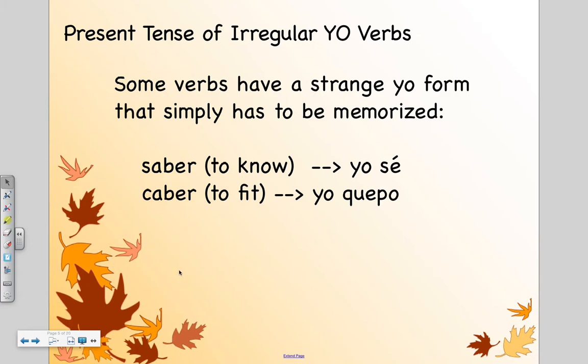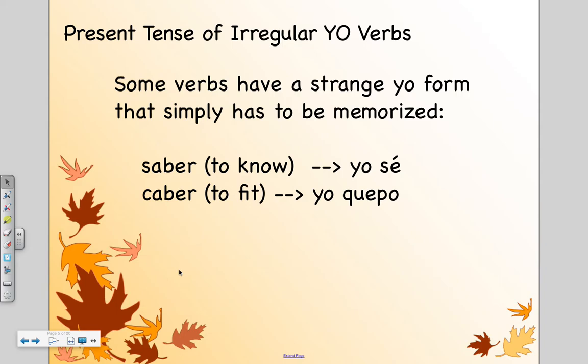Now, we've got two little freakish verbs that don't fit any other rules. They are just out there in left field on their own, staring at the grass, balls flying by them. They don't know what's going on, and neither do we. Saber becomes yo sé, S-E with an accent. It is not sabo. The yo form of saber will never be sabo. Please do not use sabo. Erase it from your mind. There is only sé.